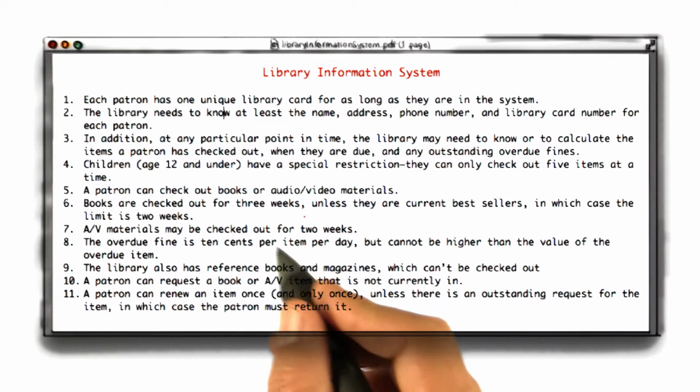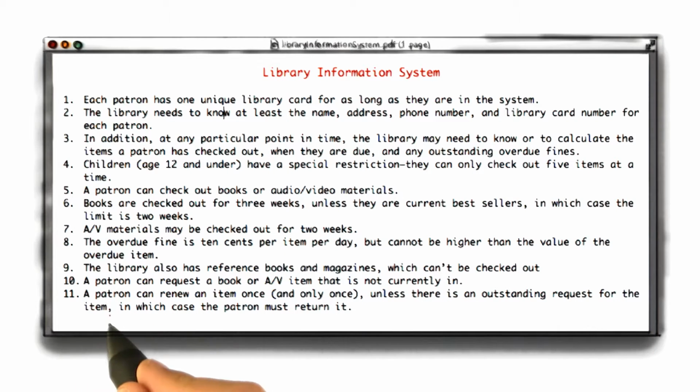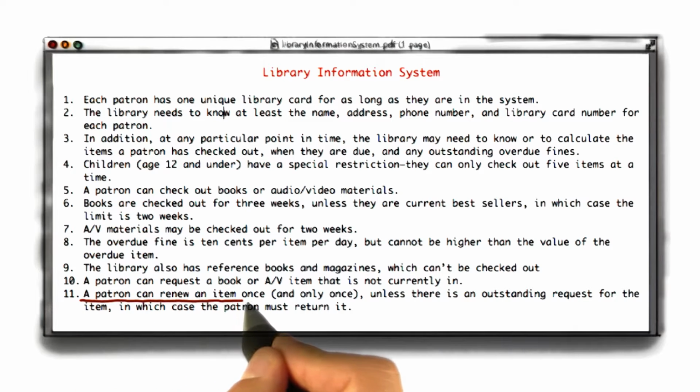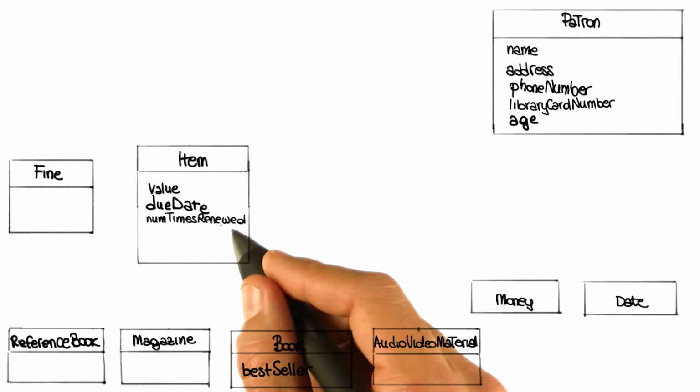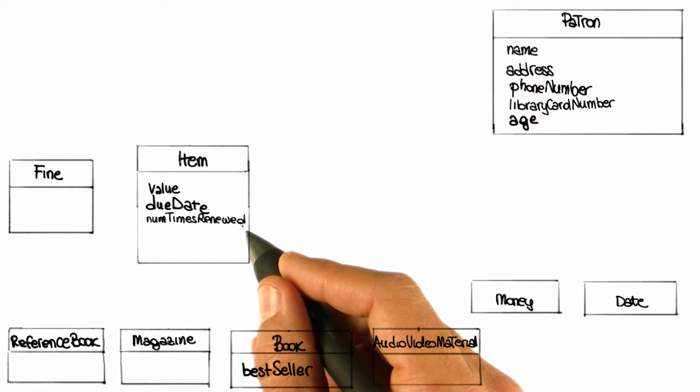And something else that I noticed down here is that the requirements are saying that an item can be renewed only once. So I guess that's something else that we need to keep track of. The system needs to know whether they've renewed it or not. Okay, so I'll do a similar thing here. I want to add an attribute that I will call number of times renewed and add it to the item class.